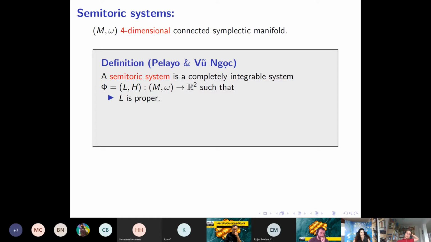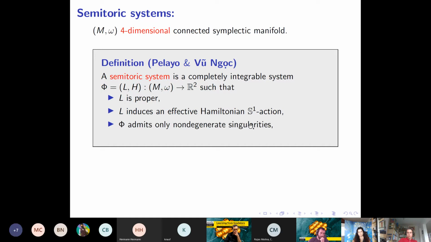So originally they said the semitoric system is an integrable system where the function inducing the effective Hamiltonian S1 action should be proper, because they don't require M here to be compact, and when you want to do classification or anything, somewhere you need something compact. Otherwise, usually, you're lost. And moreover, they only want to have non-degenerate singularities of the whole system, such that we have this nice local normal form.